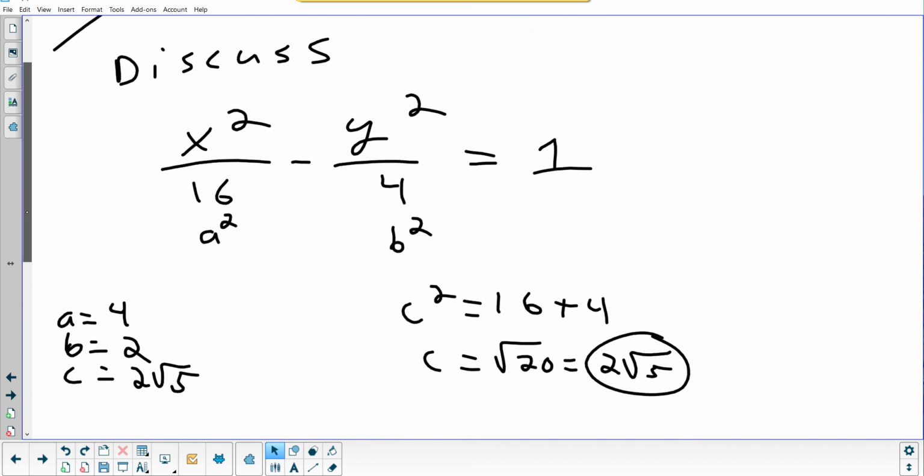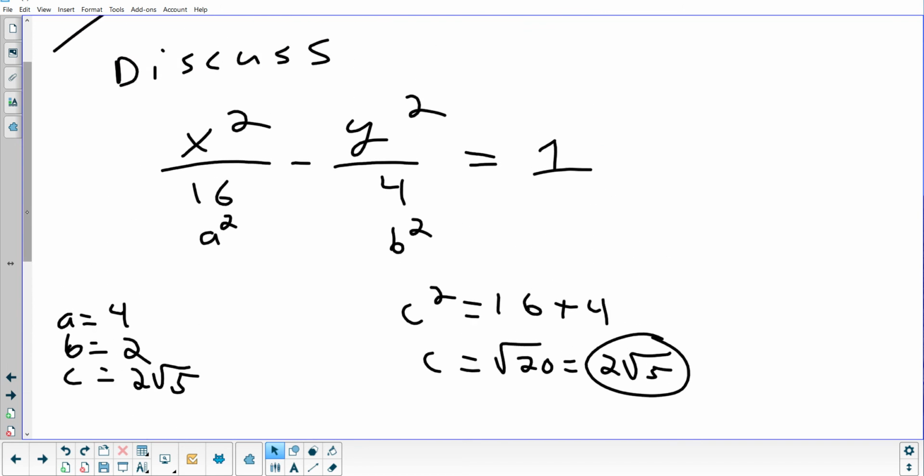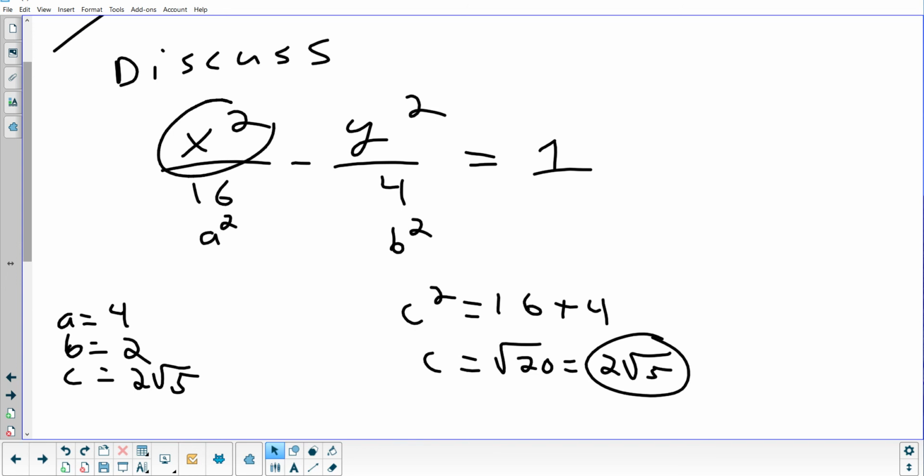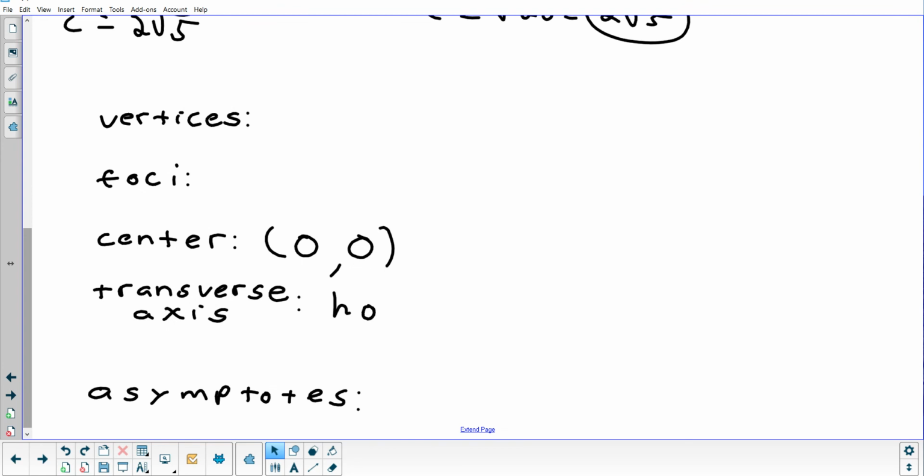The transverse axis, which way does it go? Left to right. Why? Because the x is first. Whether the 16 was over on here or the 16 was over here, it would not change the direction of the transverse axis. The fact that the x is positive tells you that it's horizontal. So transverse axis is horizontal.